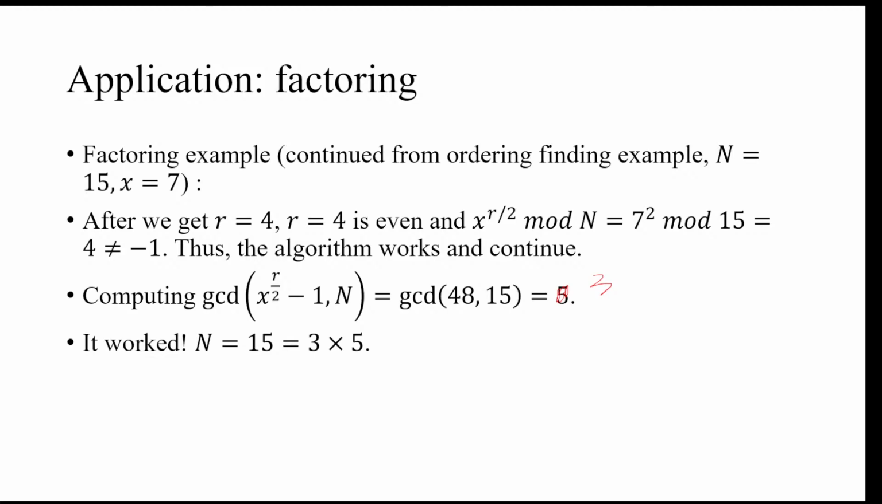And I guess let's check the other part that actually works here. Instead of minus 1, we can take plus 1, and it should also give a factor: the GCD of x to the r over 2 plus 1 and n. This should be the GCD of 50 and 15, and this should give you the 5 here. Okay, so that's Shor's algorithm.